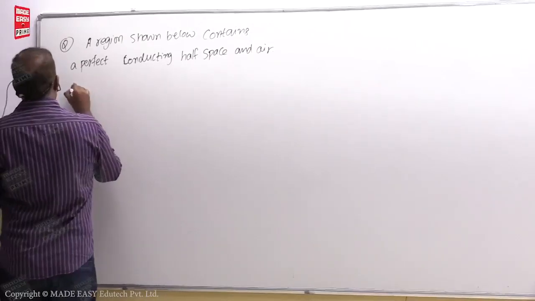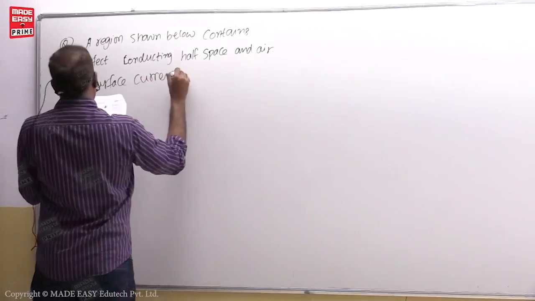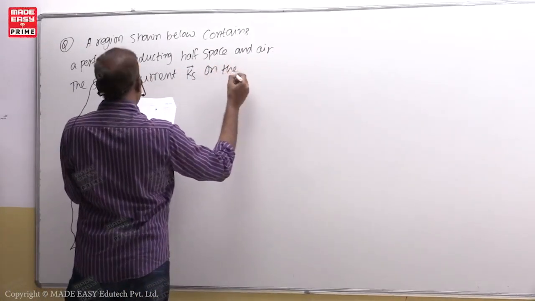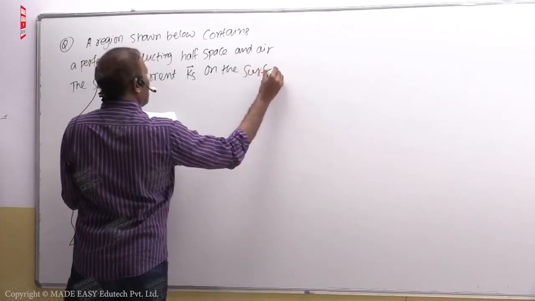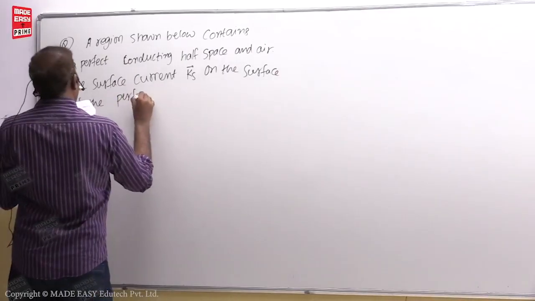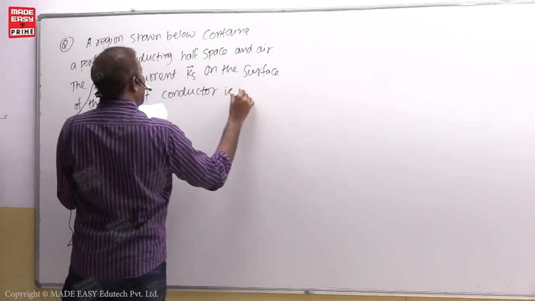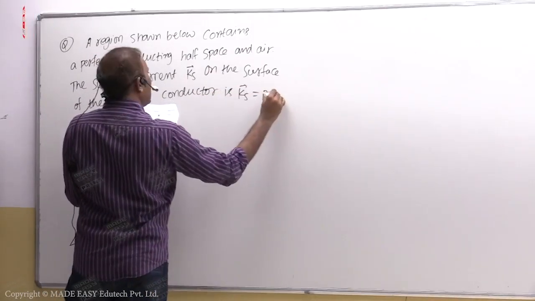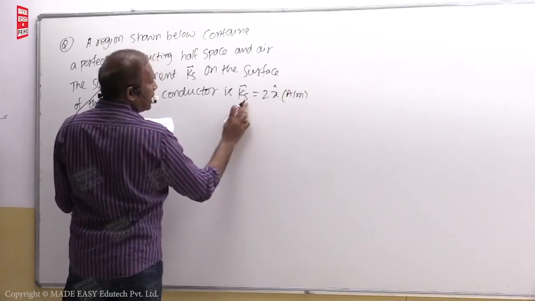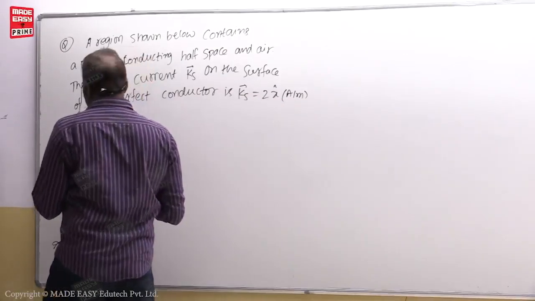The surface current Ks bar, that is surface current density on the surface of the perfect conductor, is Ks bar equal to 2 times x cap ampere per meter. That means, you see, don't see the symbol. See, the unit is there in ampere per meter, and then automatically it is surface current density.